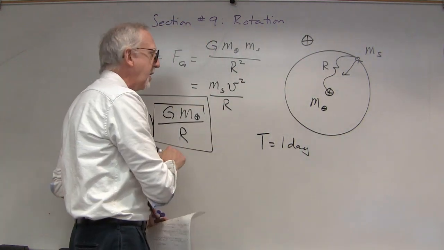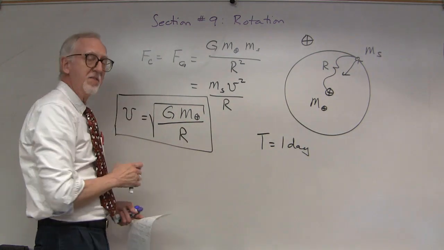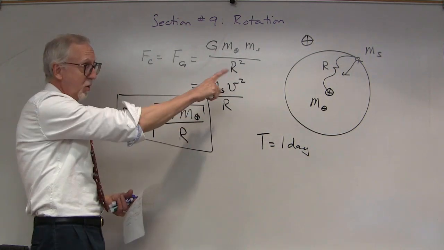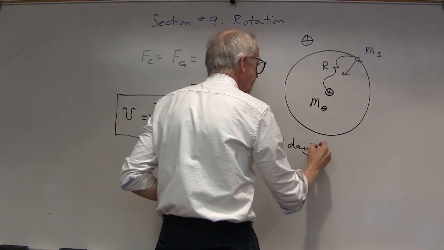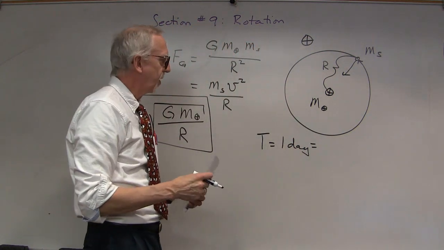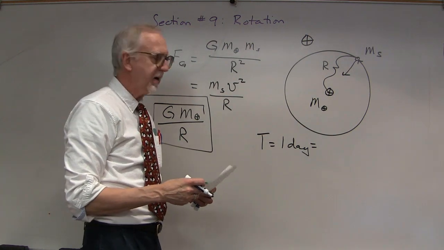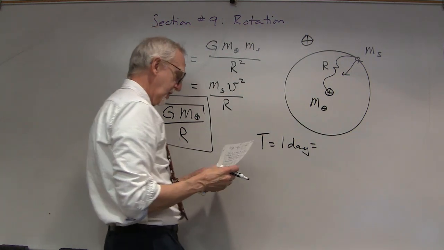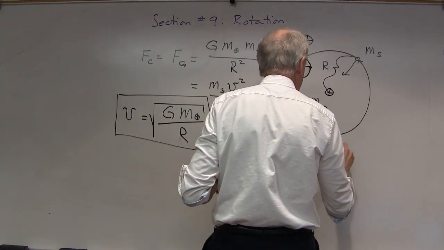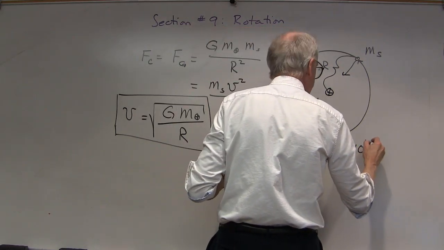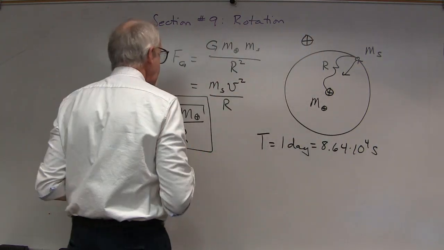So let's see if we can figure out at what radius this would have to occur. What would the radius of the satellite be? Well, a period of 1 day, we convert that to seconds. We get 24 hours per day, 3,600 seconds per hour. That gives us a period of 8.64 times 10 to the 4th seconds. Now, what do we want?